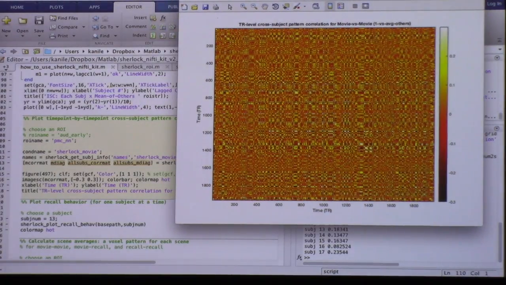Is there a question over there? Have you worried at all about the subject-to-subject differences in the number of voxels in an ROI? Well, these ROIs are the same across all subjects. Oh, right. Yeah, they're not functionally defined. They're atlas-based. Yeah.